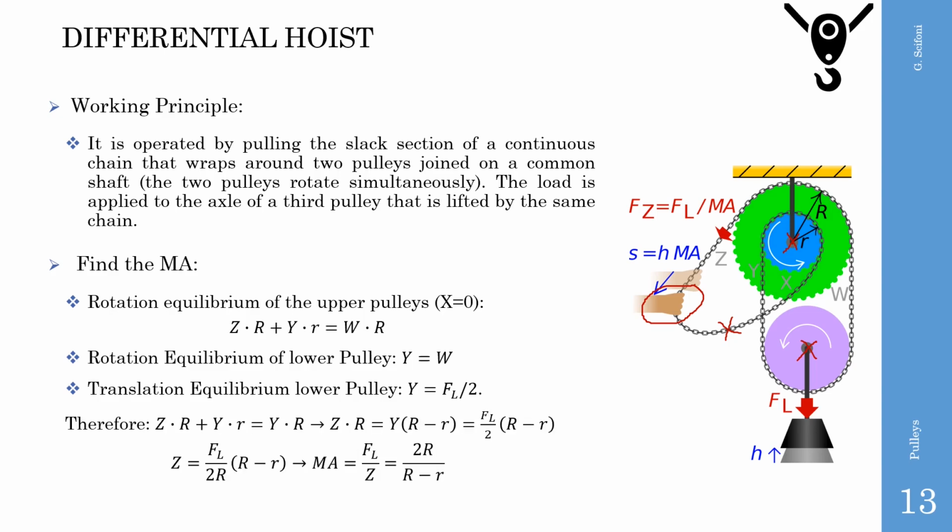Therefore, we can get this expression, and finally, we find the mechanical advantage as 2 times capital R over capital R minus r. And by using the number of teeth of the sprockets, we can write a similar formula replacing capital R and r with capital N and n respectively. With such hoists, it is common to achieve a mechanical advantage of 30 or even 50, and that using only 3 pulleys. If you don't believe me, I challenge you.